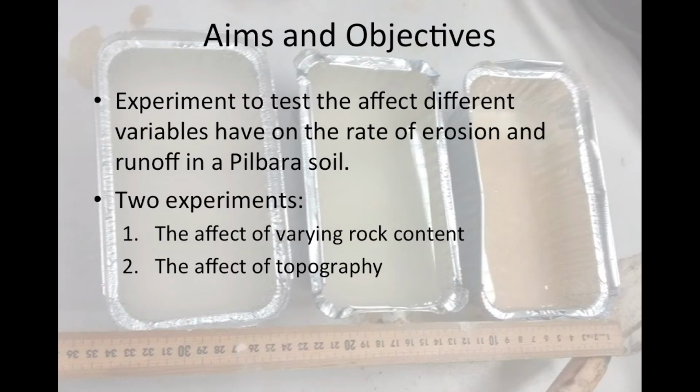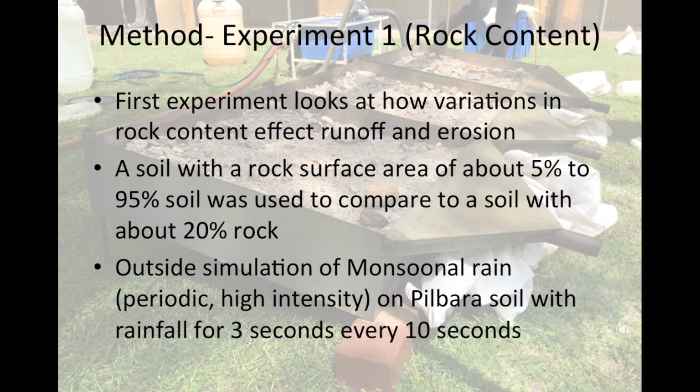These experiments were conducted to test the effect different variables, specifically rock content and uniformity of the slope, have on the rate of erosion and runoff in soils found in the Pilbara. The experiments were conducted over 2 weeks in the context of a laboratory. Within this experiment, we covered 2 separate experiments to examine 2 of the factors which influence erosion rates. The first of these experiments looked at how variations in rock content affect runoff and erosion.